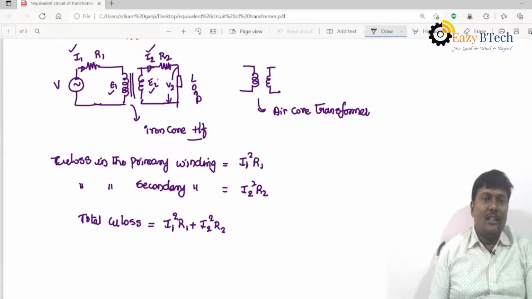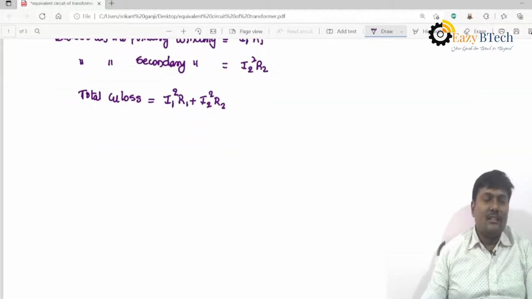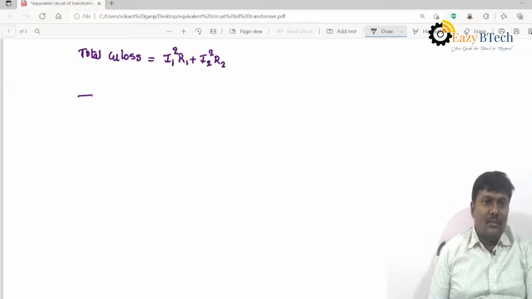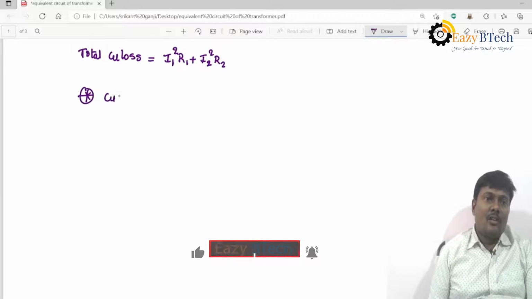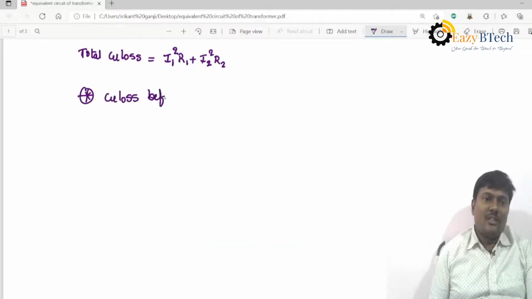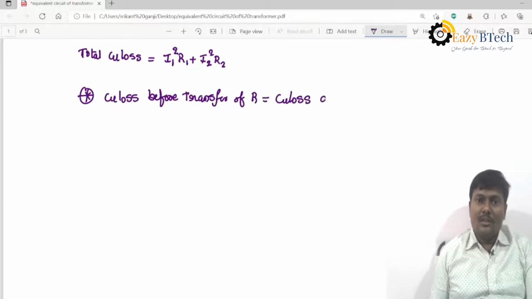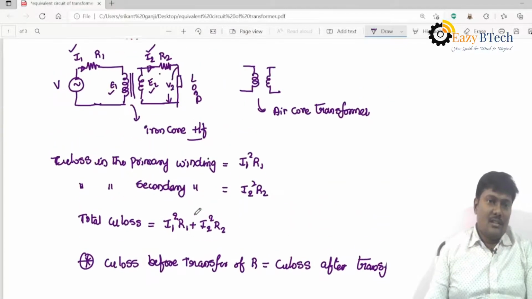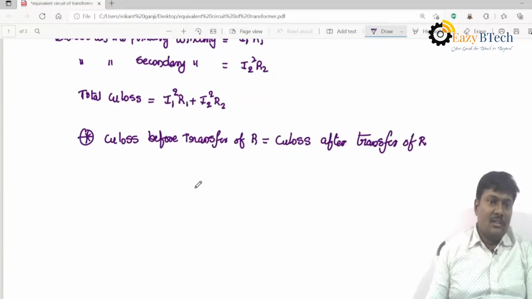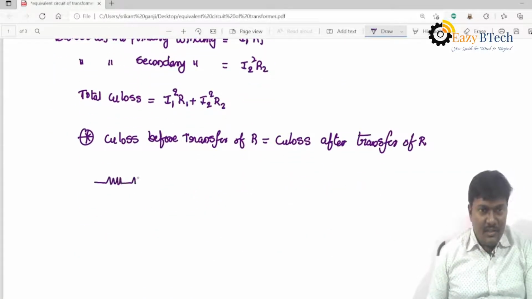If the secondary winding resistance is shifted to the primary side, what is the condition for shifting of resistance? Copper loss before transfer of resistance should be equal to copper loss after transfer of resistance. See, the secondary winding resistance is shifted to the primary side. Now that becomes R2 dash.